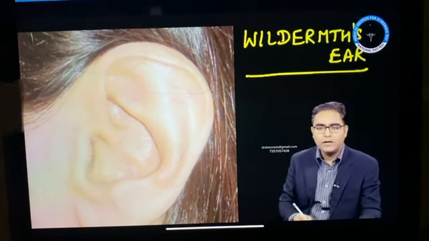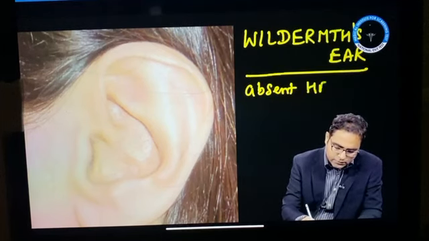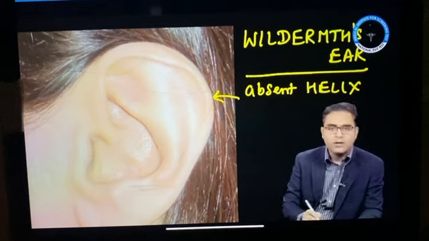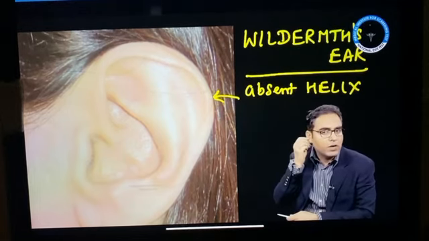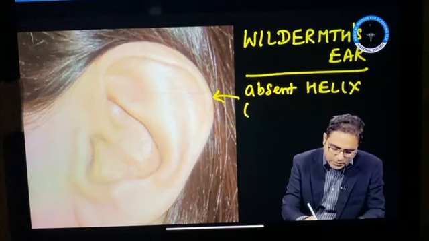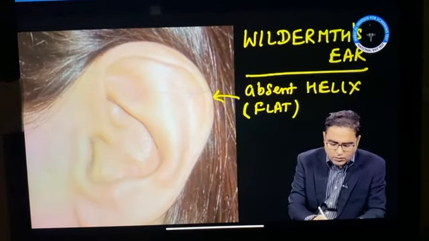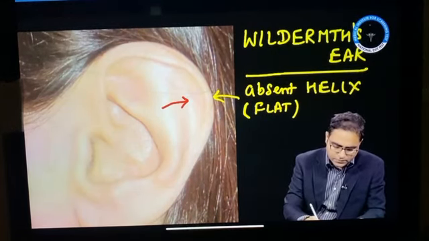Wildermuth's ear is the reverse of bat ear. It is absent anti-helix. Can you see it displaced? The helix should be a curved, folded thing. Absent means flat, unfolded. It should be a folded one. In this area, please see on the screen, it has become unfolded.